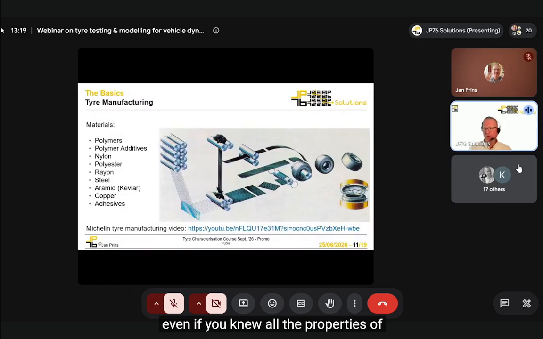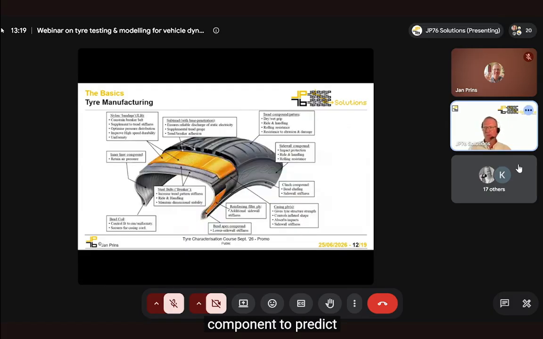So even if you knew all the properties of the materials that you're putting into the tire, how those properties change with being in a mold and being cooked and put under pressure, heaven only knows. So yeah, a very complicated process making tires, and therefore a very difficult component to predict what it's going to do, to model.